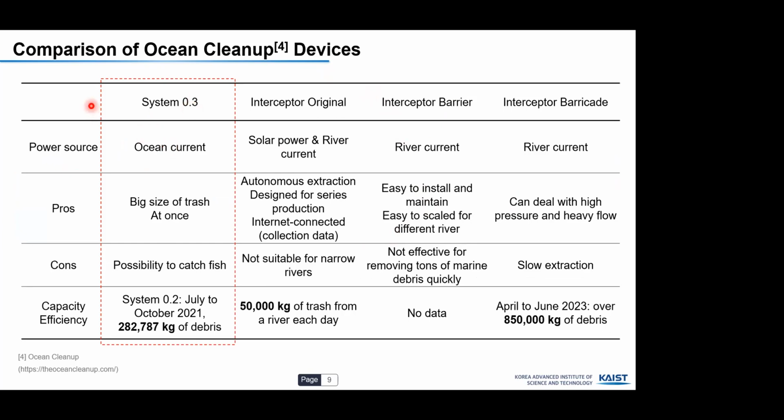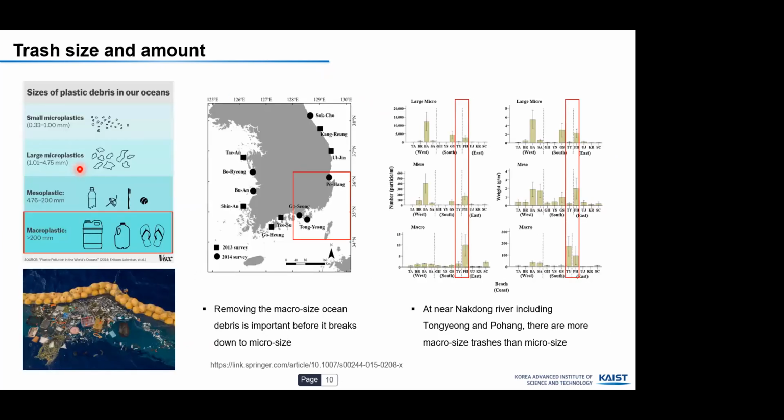And the first thing to do is to choose the size of the trash, because one of the major pros of the system is that it catches big sizes of trash. So we looked for the trash size near our location. We found some data from this location, and you can see here that there is a lot more macroplastic than microplastic. So we say, okay, this system is going to be for catching macroplastic, which is above 200 millimeters.